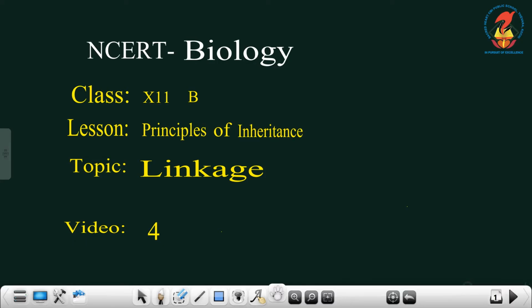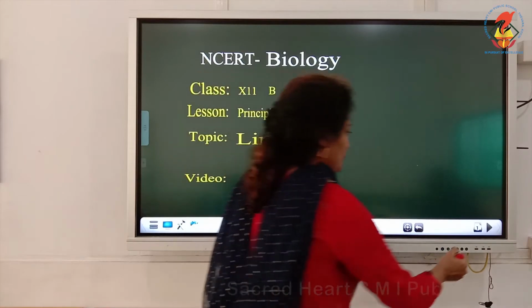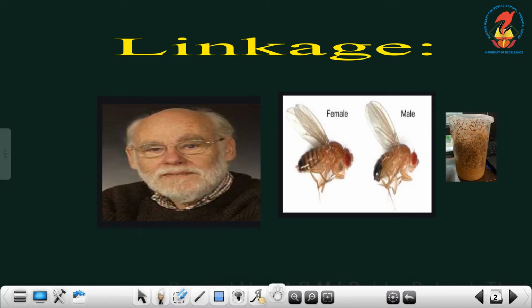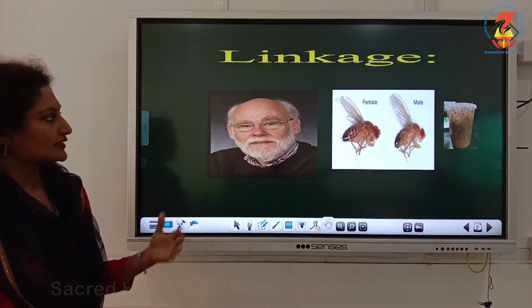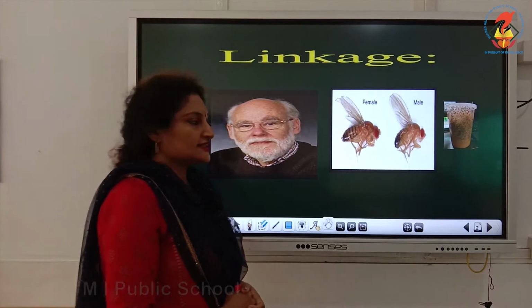The last pattern of inheritance, which deviates from the Mendelian pattern, is linkage, and we will see it in the coming video. Thomas Hunt Morgan was a person who conducted experiments on Drosophila melanogaster, that is, the fruit fly.